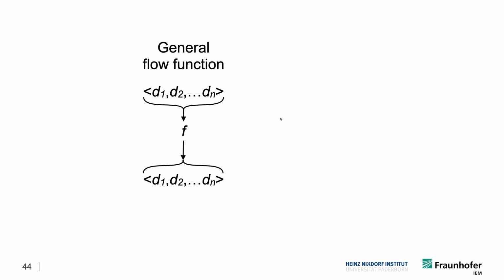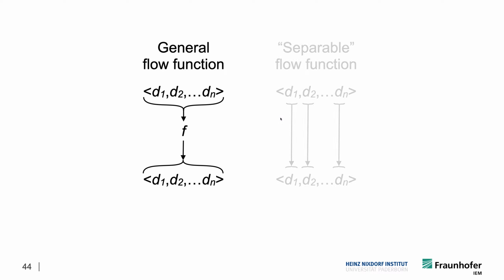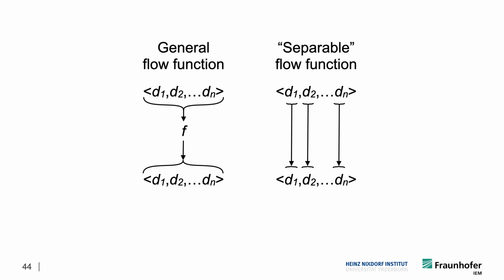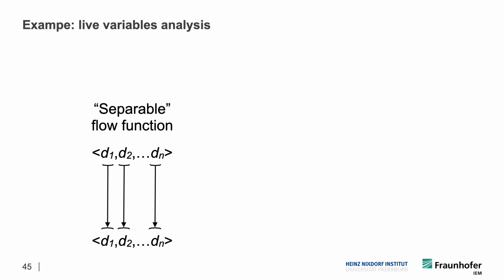For a separable flow function, that is not the case. A separable flow function is also a flow function, but it has the property that d1 only depends on the previous value of d1, and the same for d2 and up to dn. So really, every single entry in that vector is computed, or can be computed, separately. And that's also where the name obviously comes from.